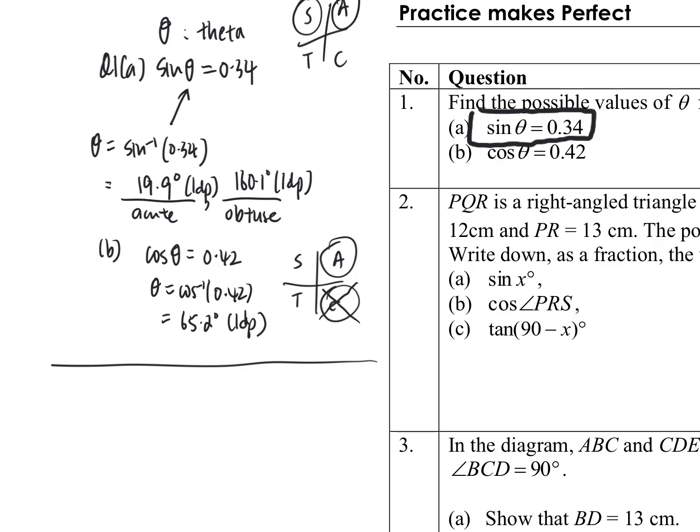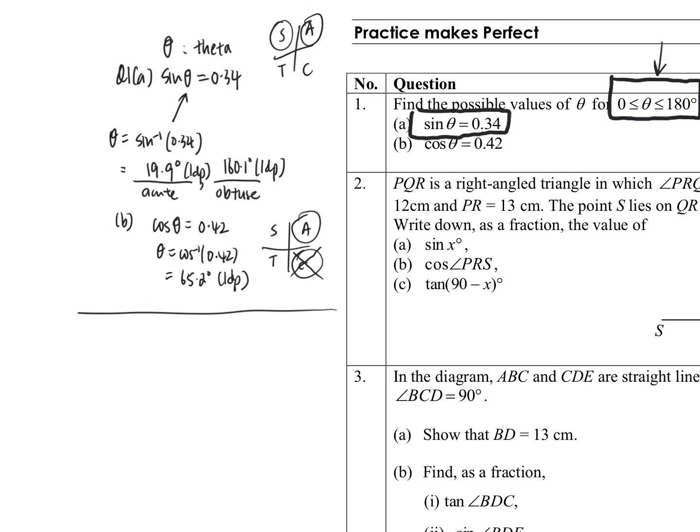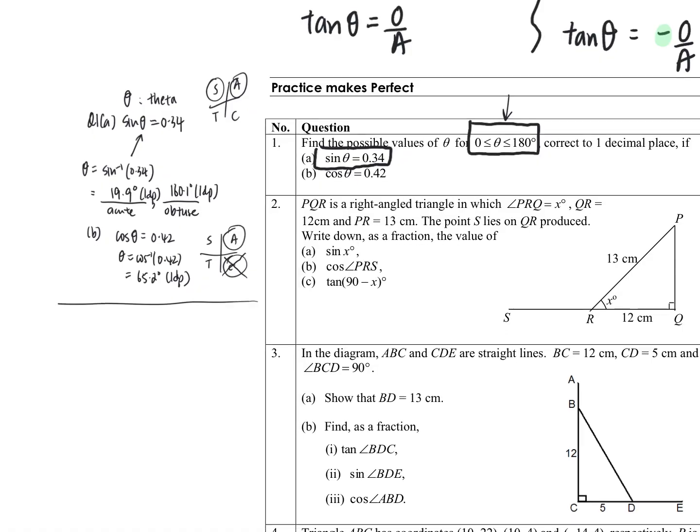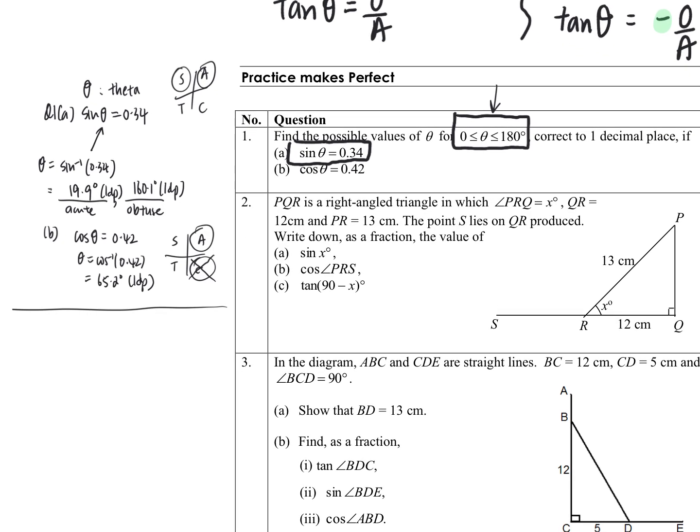This is a question you will see for O level. They ask you to find the theta when sine theta is 0.34. Okay, let's look at question 2 then. They give you a right angle triangle and some lengths, and ask you to find sine of x. Sine of x is a ratio. Remember that. Sine of x is O over H. So go and look at the right angle triangle they gave you. It's always the right angle triangle.